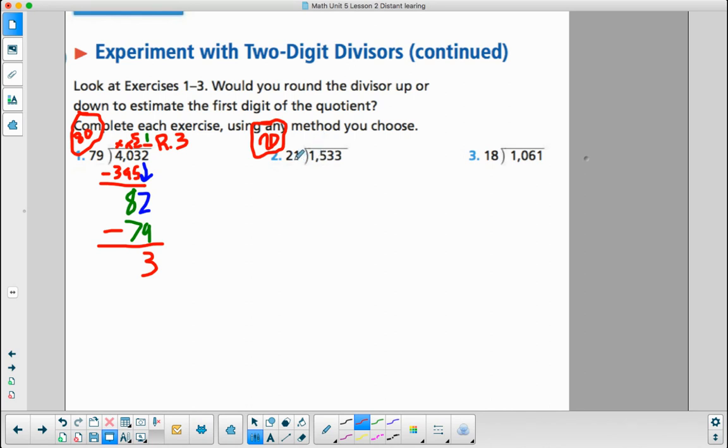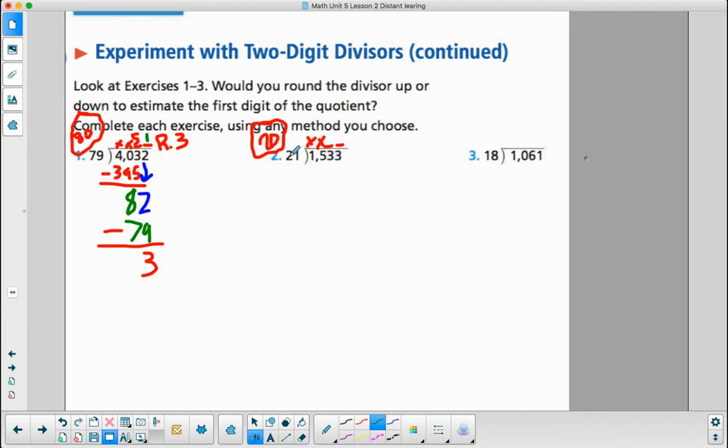Is 1, can I put 1 into a group of 21? No. Can I put 15 into a group of 21? Almost, but not quite. So again, I'm going to have 2 digits in my quotient. And again, I would be doing this in my notebook because there's just not room here.